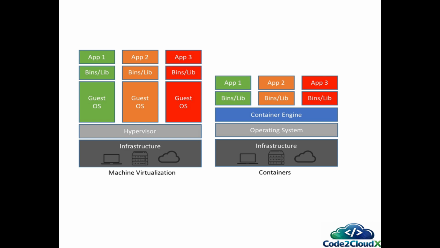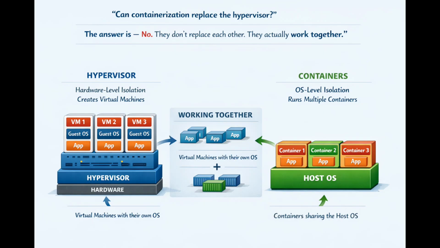So now we understand that containerization helps solve many problems of virtual machines. Containers are lightweight, start faster, and multiple containers share the same operating system kernel. So now the question comes, can containerization replace the hypervisor? No. The answer is no. They don't replace each other. They actually work together. How?